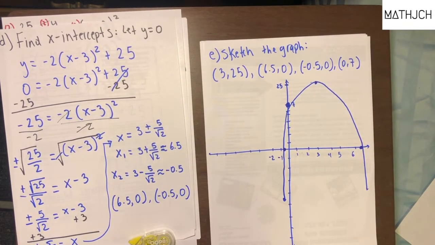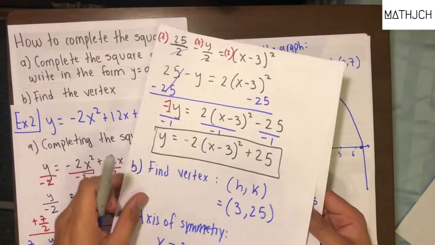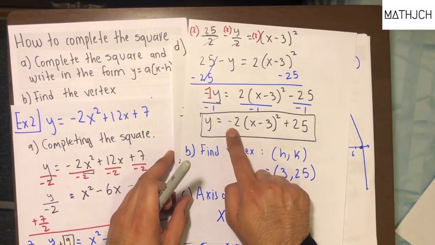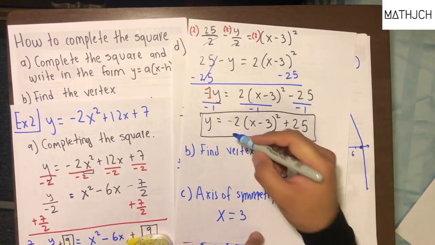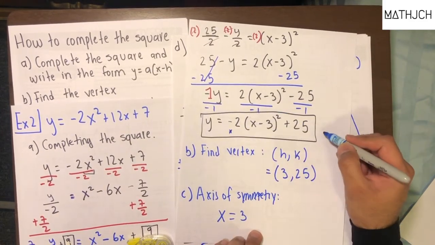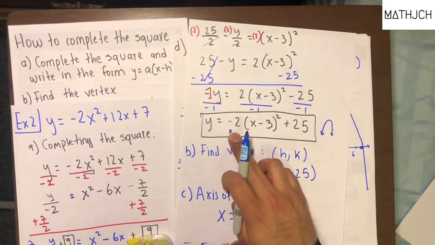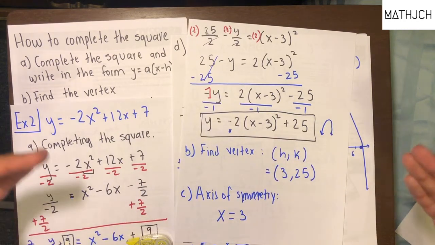Now notice, why is it downward? From the beginning, or from our part A, notice that our number in front of everything is a -2. It's a negative, so automatically that gives us a hint that it's gonna open downwards. If this were positive, like in the previous example, we're gonna open upward.